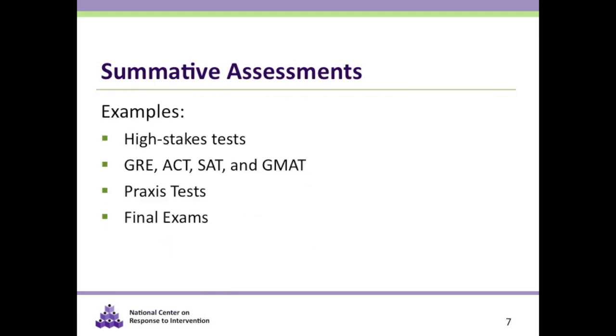Some examples of summative assessments include high-stakes tests, including state assessments or state achievement tests, the Graduate Record Exam or ACT or SAT, Praxis tests, or other final course exams. And although they provide useful information, they usually require a significant amount of time to be taken away from instruction.